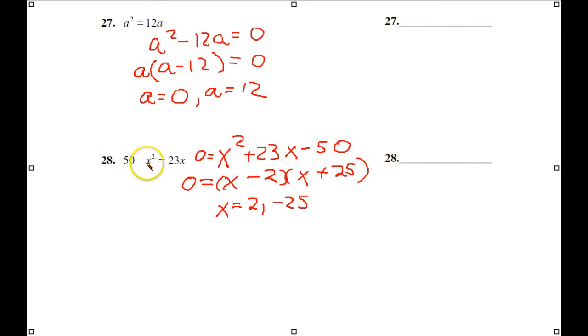Here, you want to have your x squared positive. So I'm transposing that so it equals 0. It's now in standard form. Factor it. Take each factor, equal it to 0. So here, x is 2. Here, x will be a -25.